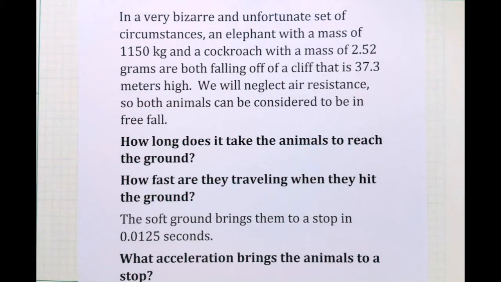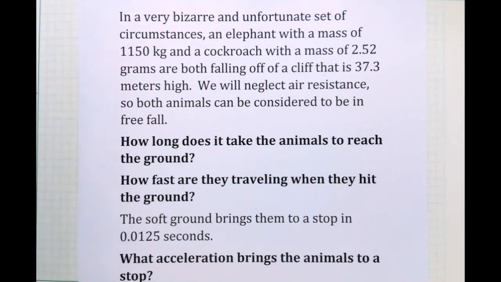In this video, we will see how we can combine the problem-solving principles of kinematics with Newton's second law. The problem begins in a very bizarre and unfortunate set of circumstances. An elephant with a mass of 1,150 kilograms and a cockroach with a mass of 2.52 grams are both falling off of a cliff that is 37.3 meters high. We will neglect air resistance, so both animals can be considered to be in free fall.